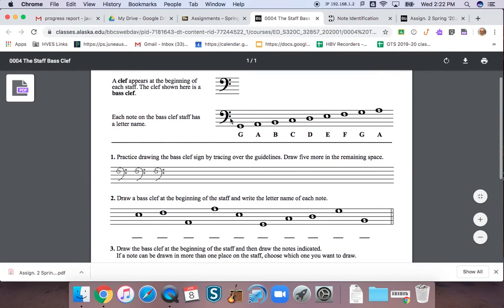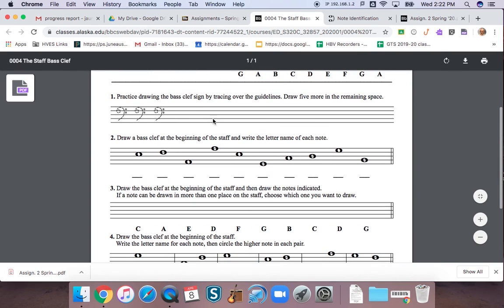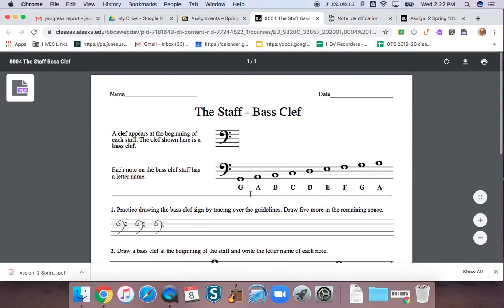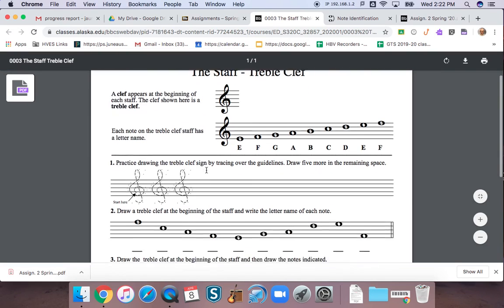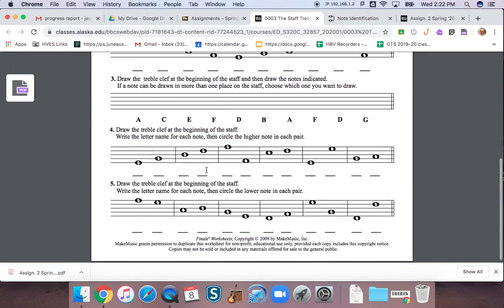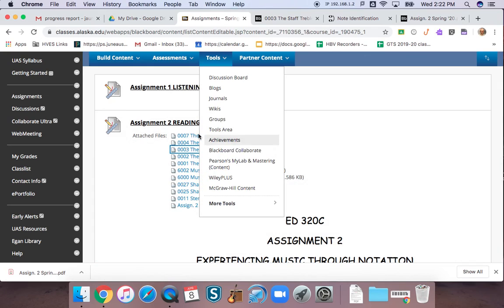So here's your answers for bass clef. Then just go through and answer all the questions and check your answers before you turn them in. Everybody should have 100% on these. Okay, and then there's one for treble clef. So you'll download that and answer all the questions. And it just keeps going.